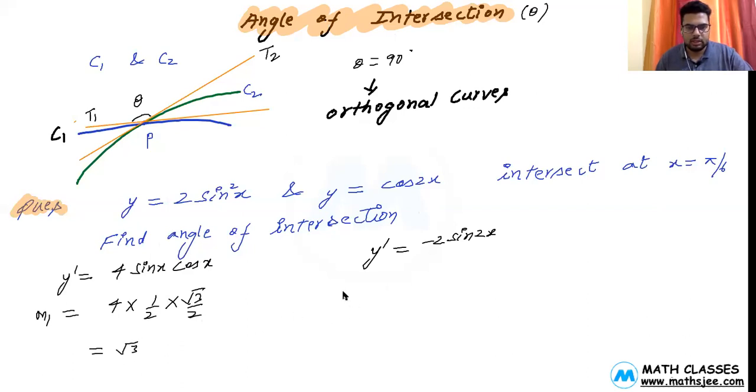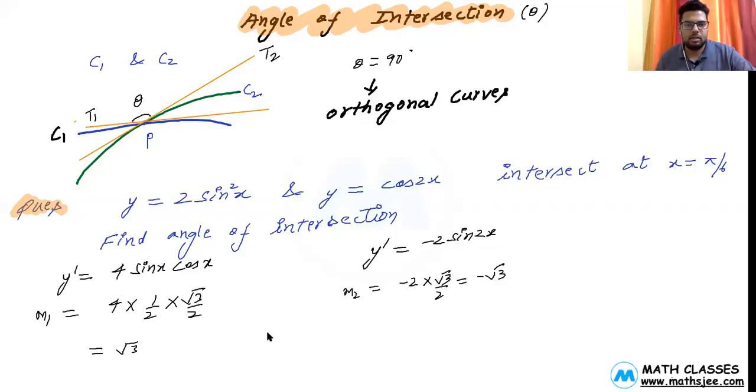Now let us say the slope is m2, right? So here we have pi by 6. So sine of 2 into pi by 6 will be sine pi by 3, right? So sine pi by 3 will give us root 3 by 2. So minus 2 into root 3 by 2, that is equal to minus root 3, right?